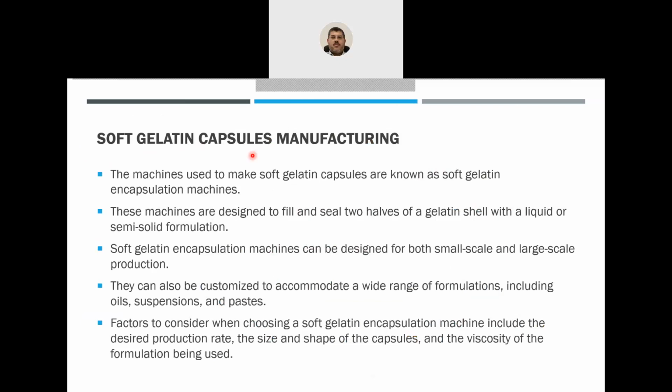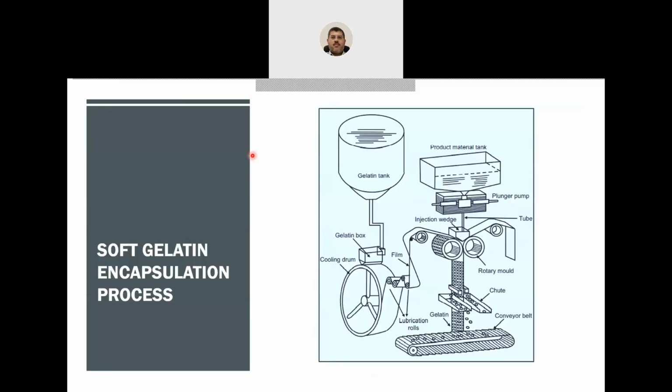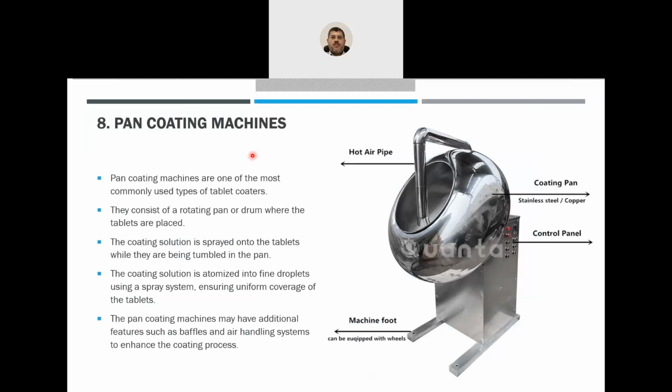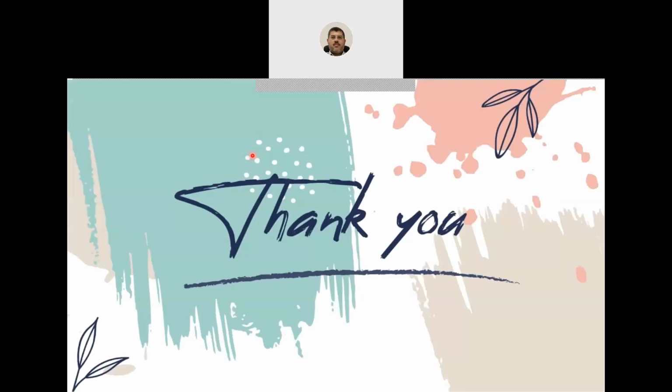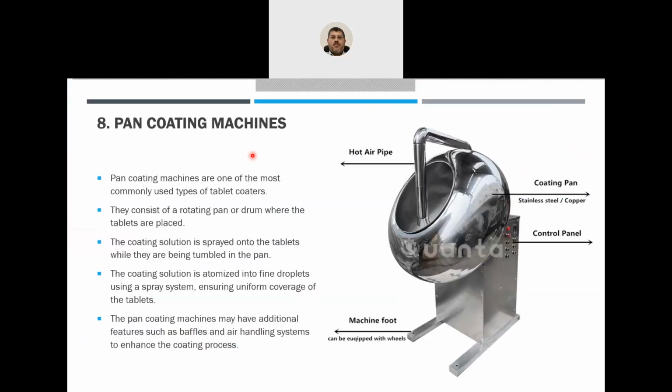We'll talk about soft gelatin capsules manufacturing as well. Okay. And last thing we talk about probably coating. Coating will come before packaging, of course. So let's talk about coating first.